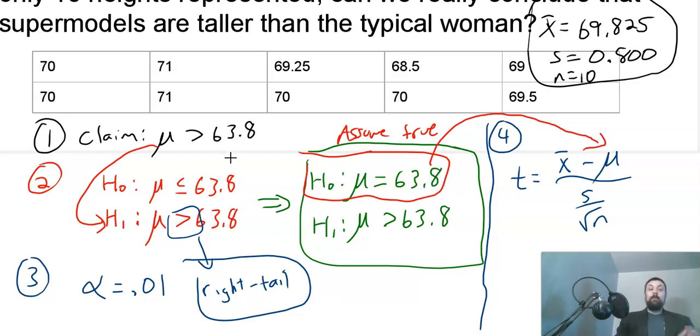Now, yes, the claim didn't say that, right? But to do the hypothesis testing, this is just how things have to get formulated, right? So our claim was actually that the mean height of supermodels will be greater than 63.8.